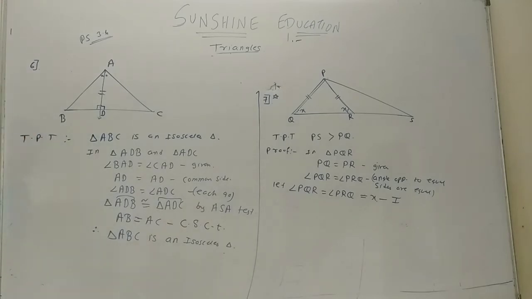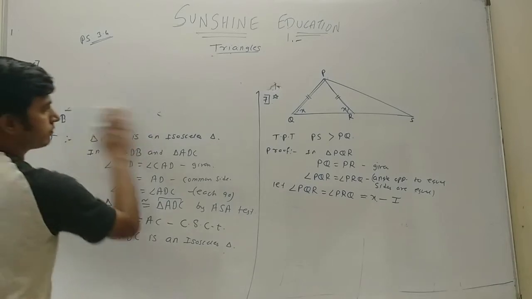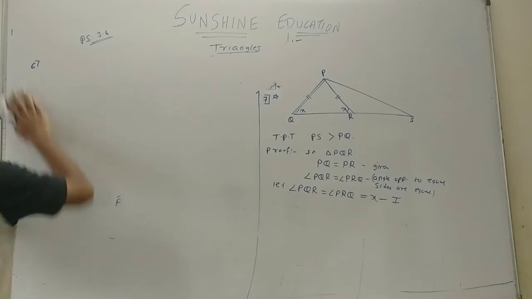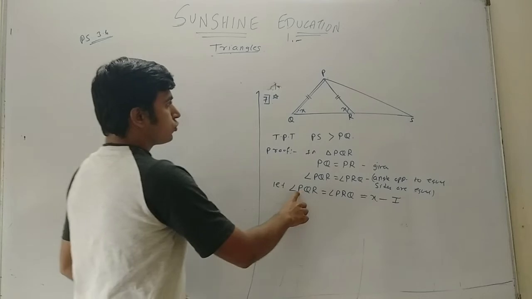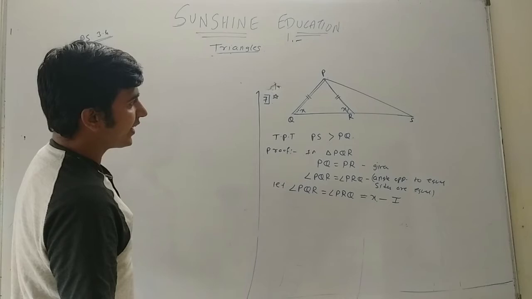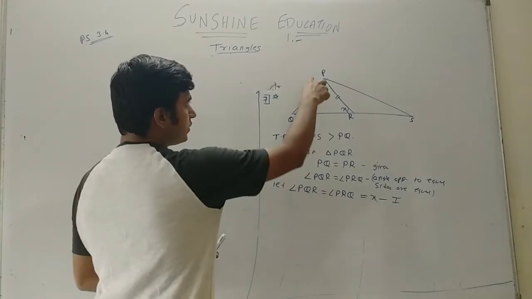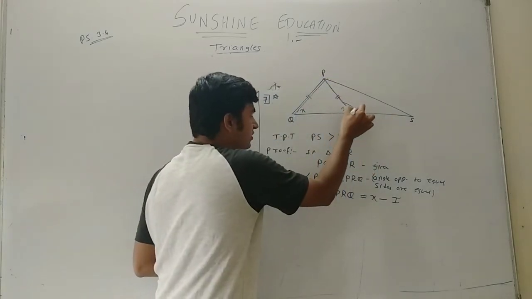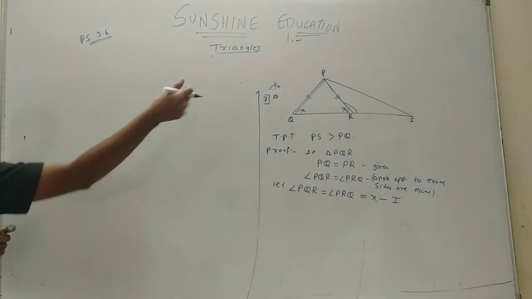I will erase this part of the board because I may need it to solve this sum. So PQR is X, PRQ is also X. Then what else can I do? See PRS. Can I say that PRS is the exterior angle of this triangle? Pay attention.